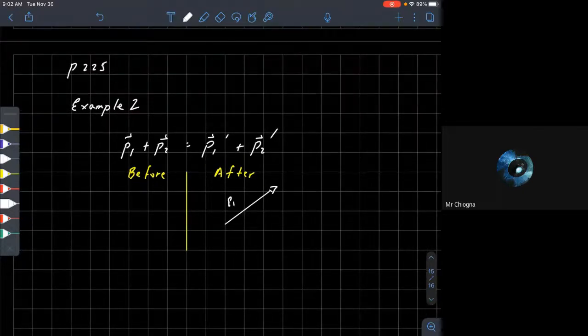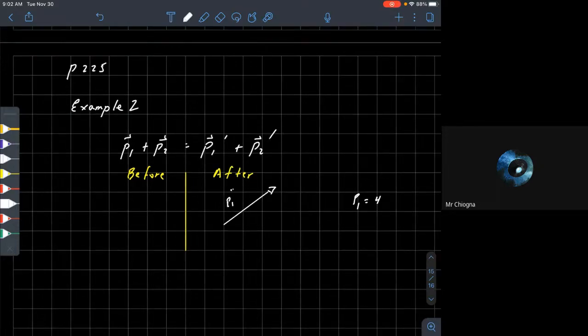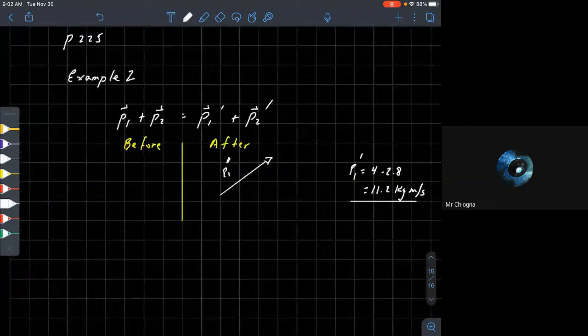Okay, so what is your P1? Your P1 in magnitude, P1 is mass times velocity, or 4. And this is going to be prime, right? After the collision, prime. Yeah. So 4 times 2.8. So that works out to be 11.2. Okay. And that is at an angle of 32 degrees north of east. So yes, it's pointed up.